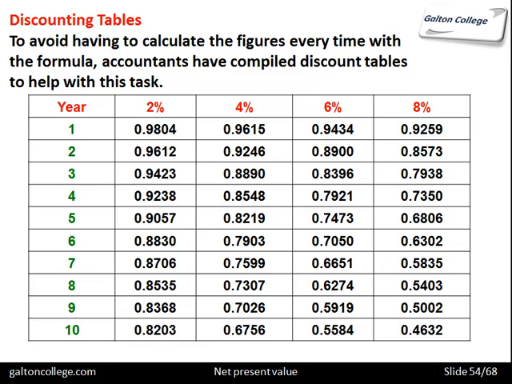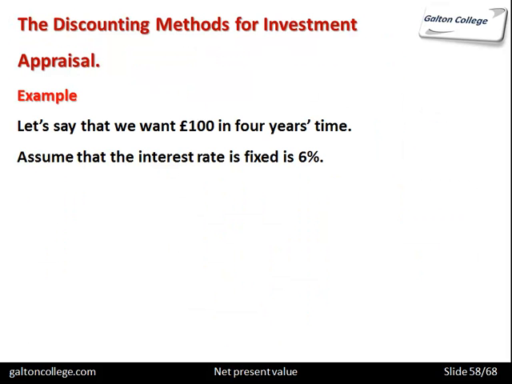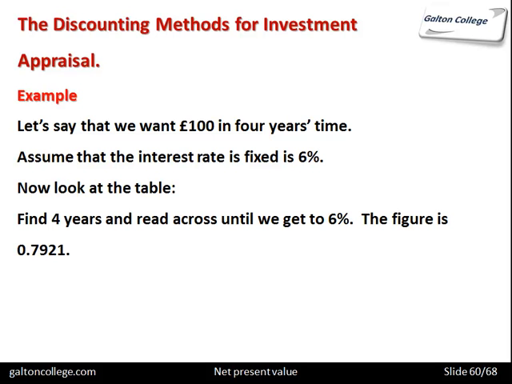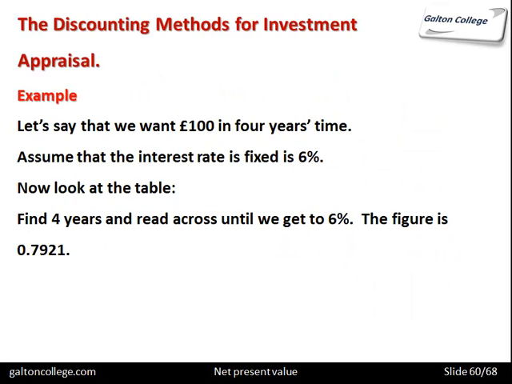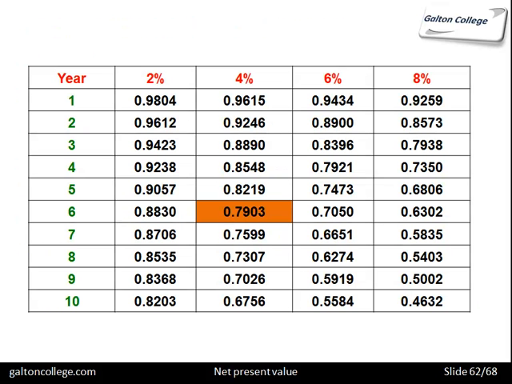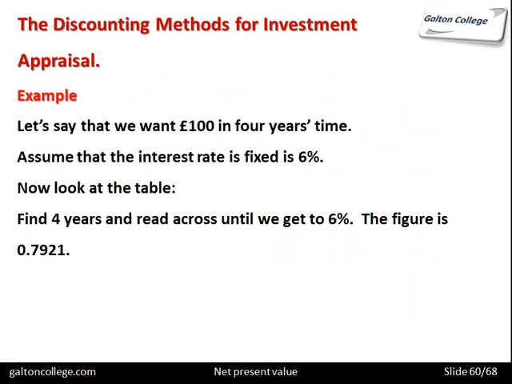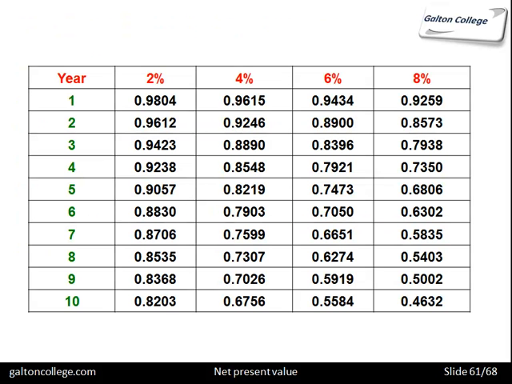Okay, now let's go back to where we were. Now we find 4 years and read across until we get to the 6, and we get 0.7921, like I said earlier. Have I picked up the wrong figure? I've actually picked up the wrong figure on here, would you believe? It's this one here, 6% over 4 years. So that slide is actually wrong. This is the correct one here.